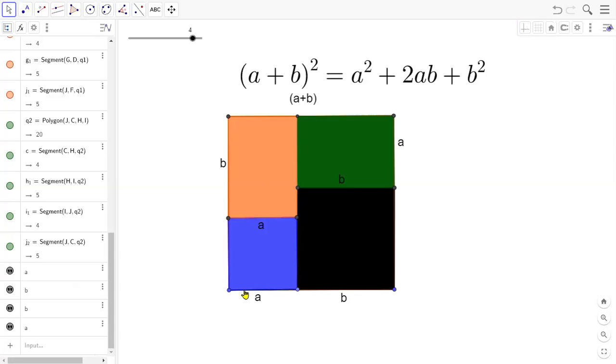Let me say it once again. The area of the outer square, a plus b whole square, equals the area of this square, a square, plus the area of this square, b square, plus the area of this rectangle ab and the area of this rectangle ab. ab plus ab is 2ab. So the final expression is a plus b whole square equals a square plus 2ab plus b square. Here we have verified the expression a plus b whole square by the geometrical method.